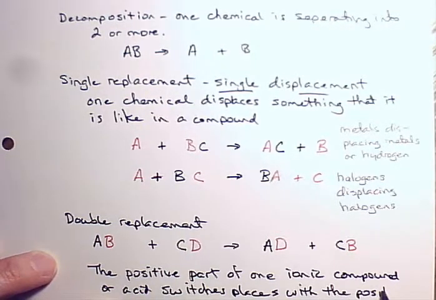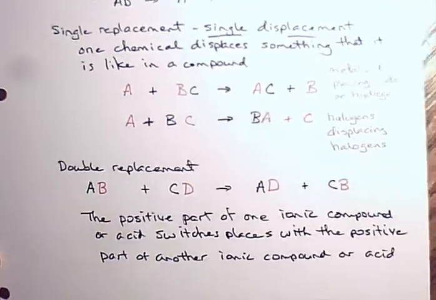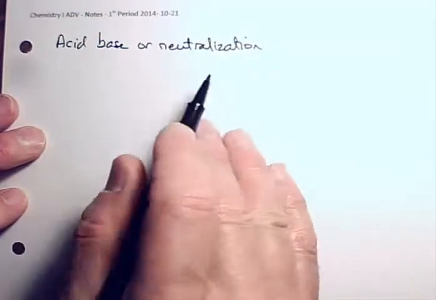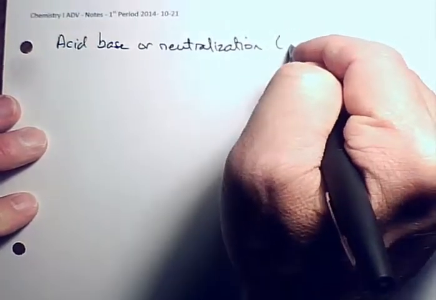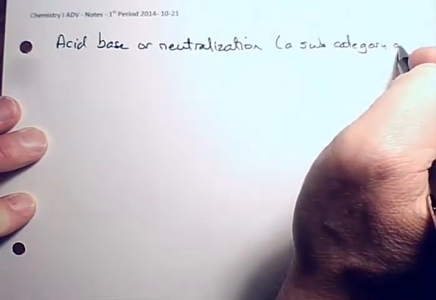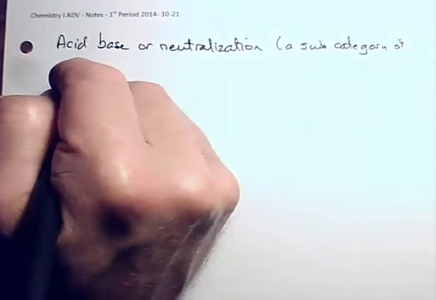The positive part of another ionic compound or acid. Okay? So acid-base, or neutralization, are a subcategory of double replacement.